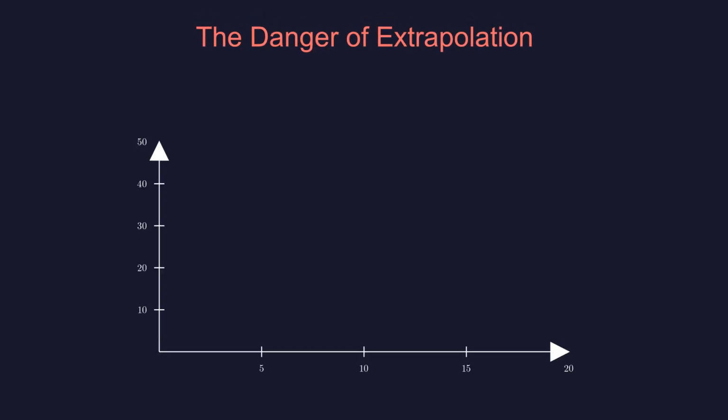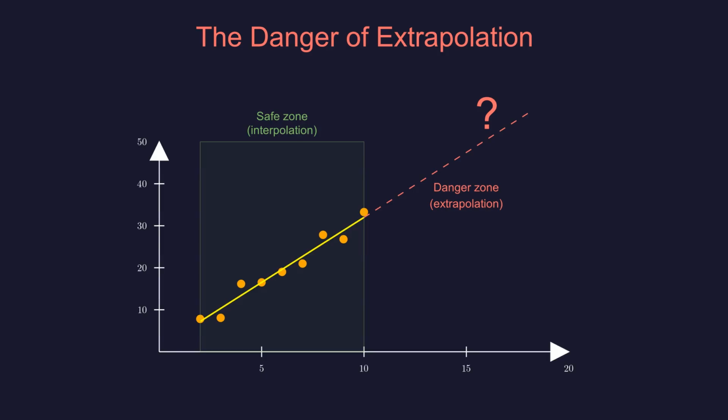One last important warning: never extrapolate beyond your data. The regression line is only reliable within the range of x values in your data. This is called interpolation, but extending the line far beyond that range is extrapolation, and it can lead to wildly inaccurate predictions. The relationship may be completely different outside your observed range.